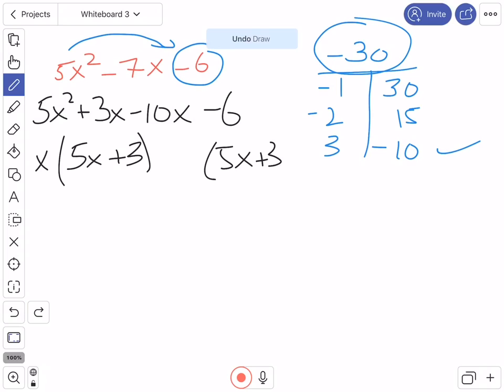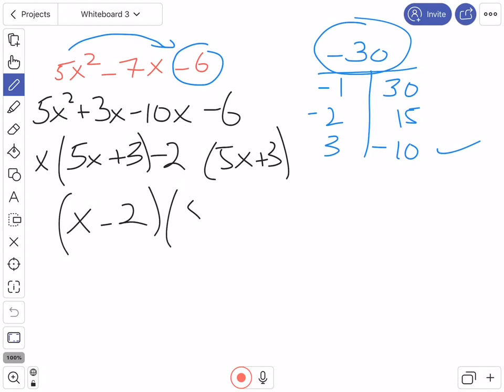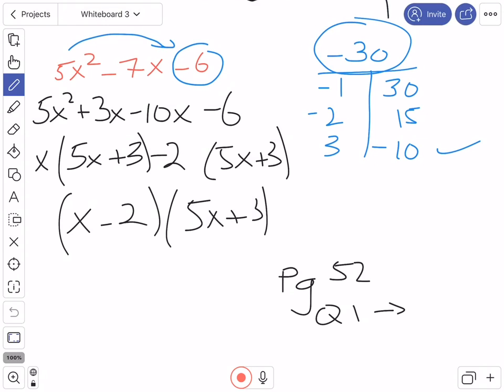So what I did was, I took out a minus, I divided it by 2, so I took out a 2, and that's what I did. I left the x with it. My last line then is going to be x minus 2 and 5x plus 3. Okay, so those are those types, the ones with the numbers in front. The questions that you are now going to do are on page 52, and we are going to do question 1, and we're going to keep going with those ones. Once you have them completed, then you can move on to the next.